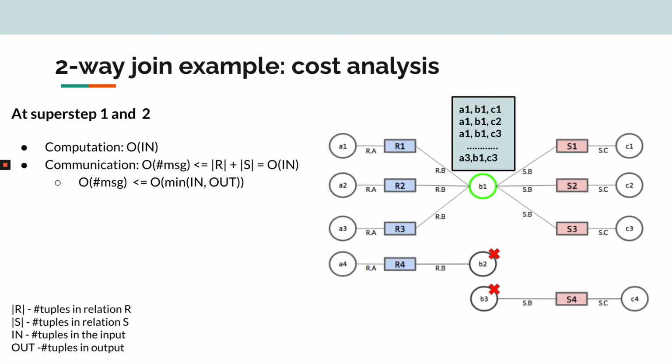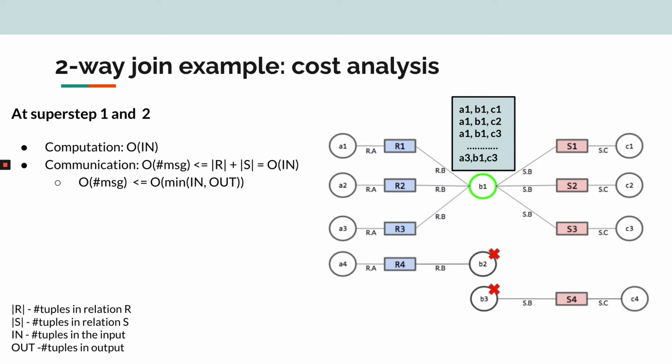Let's analyze the cost of the two-way join algorithm. So super steps 1 and 2 have the same cost, so similar analysis applies. In the computation phase, each B vertex checks its outgoing edges, and we know that the number of outgoing edges is at most the number of tuples in the input. Similarly, in the communication phase, join vertex B sends messages along its outgoing edges, and again, the number of messages is at most the size of the input.